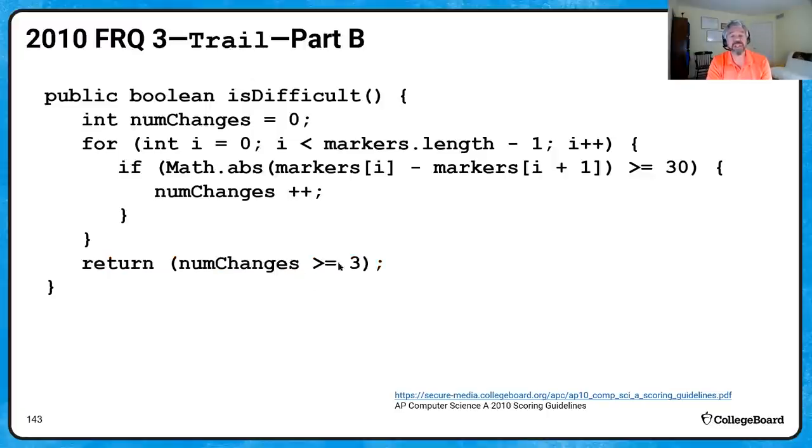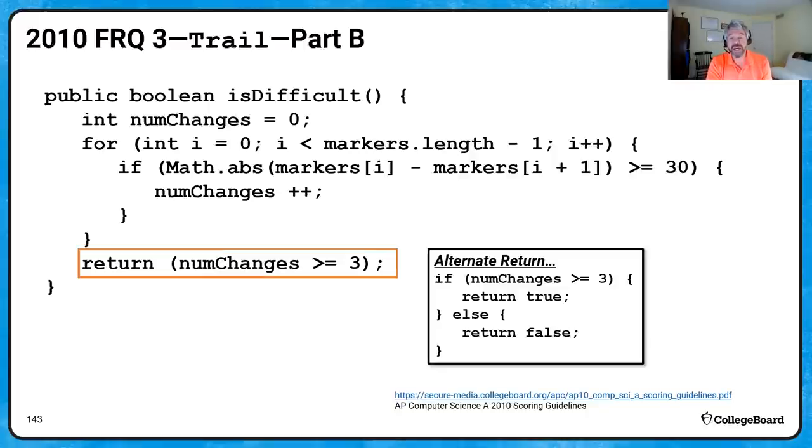And I wanted to stress that this is a solution. It is not the only solution. So I have an alternate return statement that just seems a little clearer. Instead of having return of the Boolean, sometimes I tell my students, even if it's a couple extra lines of code, it might be a little clearer in your head. So we could also do this. We could say if num changes is greater than or equal to 3, return true, else return false. And again, I just wanted to throw that in as an example of something that would also work that would earn full credit, but isn't part of the actual solution that we show. So it's just an alternate statement.